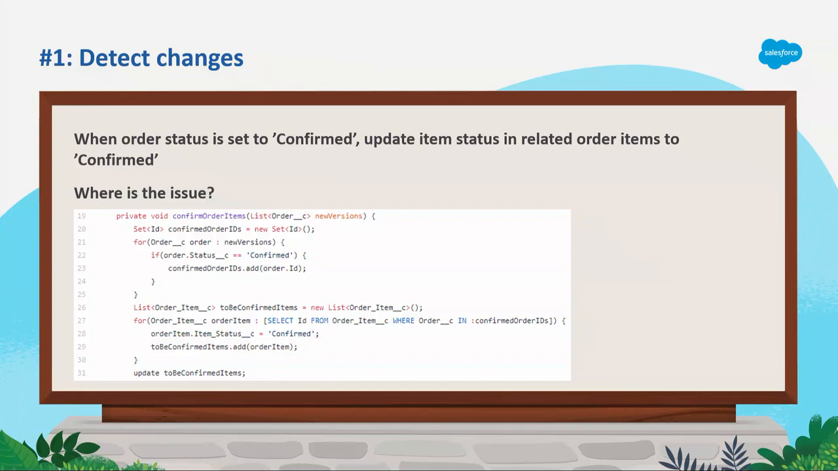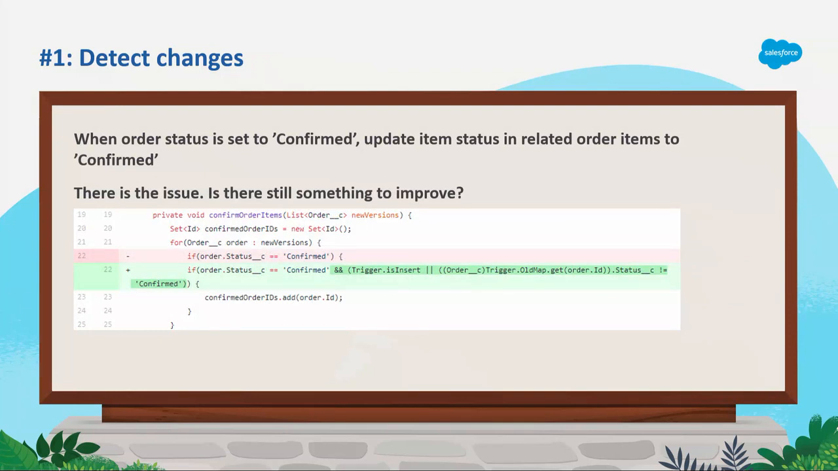So here, looking at the example again, the issue is on line 22. We're just checking that the order status is confirmed, but we're not checking whether it was changed to confirmed. So pretty much any change on the order would run all the confirmation logic on the order items as well. So we could implement something like this to overcome it. So in this way, we're checking whether the record is new, which is similarly relevant as changes. And then we're checking that the status was something else than confirmed earlier.